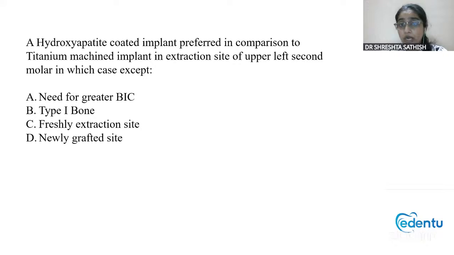Hydroxyapatite coated implant can be given for greater BIC. It can be given in a freshly extracted site, can be given for a newly grafted site because it promotes more of osseointegration. But it is not much recommended to give in a type 1 bone. If it was a type 4 bone, yes, it was more advised, softer bone, okay? But not in a type 1 bone.